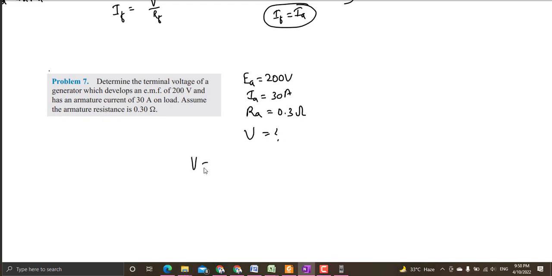So V is equal to EA minus IA into RA, which is 200 minus 30 into 0.3. 30 into 0.3 is 9. So 200 minus 9 is equal to 191 volt. Okay, so simple question, so simple solution.